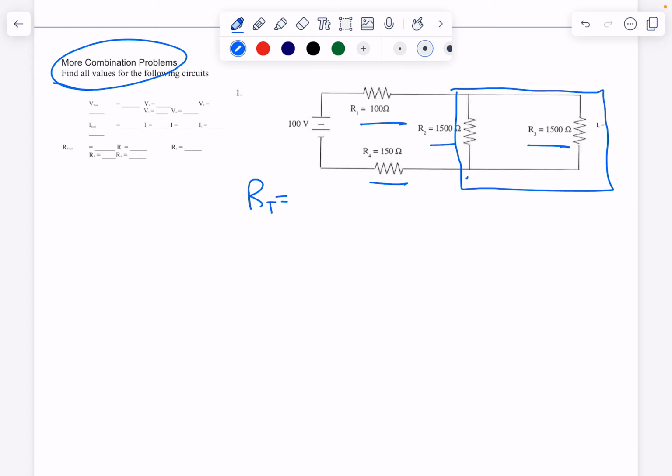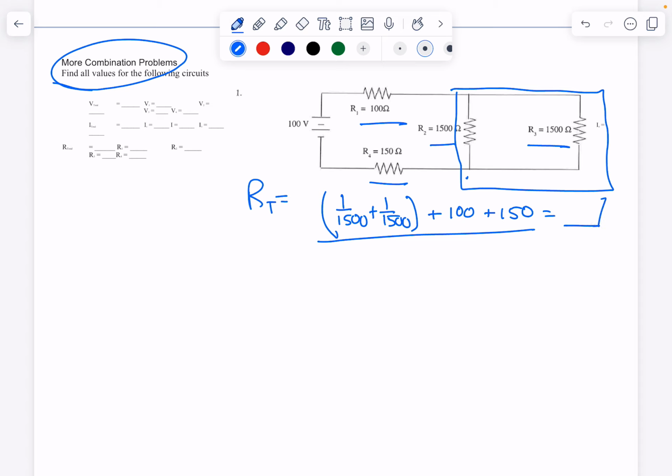So you can just add them up. The resistance of that parallel section is 1 over 1500 plus 1 over 1500, right? And then everything else is just additive. So plus 100, which is in series, plus 150. And then you can find the total resistance.